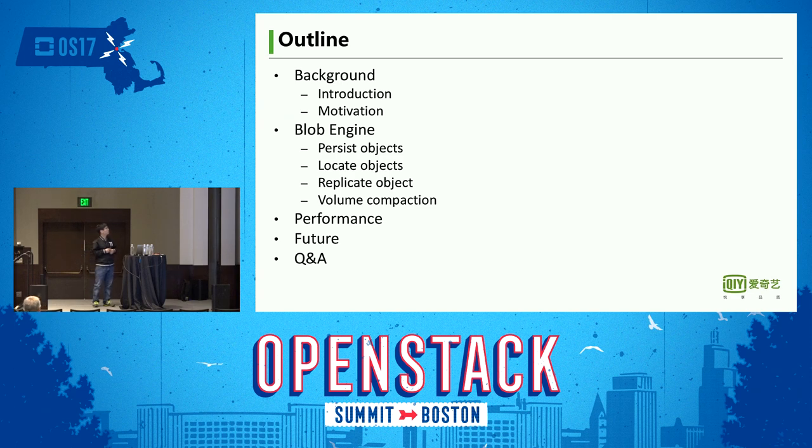And here is the agenda. First, I'm going to introduce the background: why do we want to and have to optimize Swift instead of switching to other systems? Next, I will introduce the blob engine intended for small files. What will be examined includes object durability, object locating, and replica consistency. Also, volume compression will be introduced. Next, some performance data produced by the SS bench will be presented. And finally, I will give a short explanation of the roadmap.